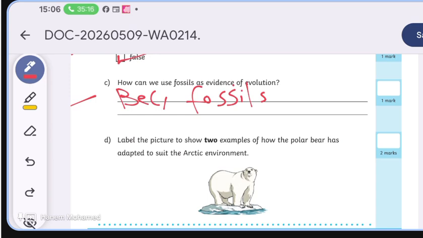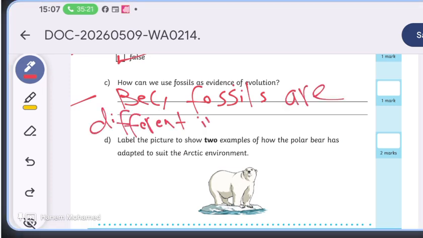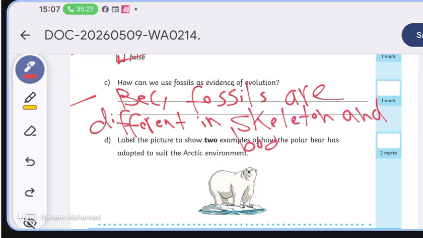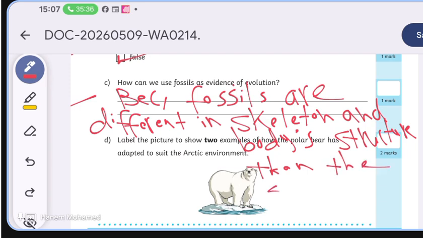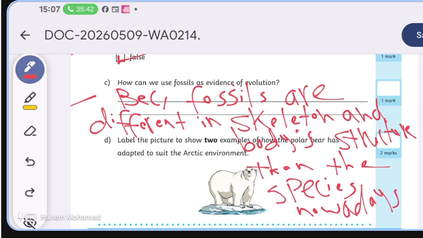So fossils are different in skeleton and body structures than animals of the same species nowadays. And also we can say it's because they had to adapt to the environment. Maybe you are talking about the same fish, but it's different in the look. Why? Because they adapted to the environment over millions of years.